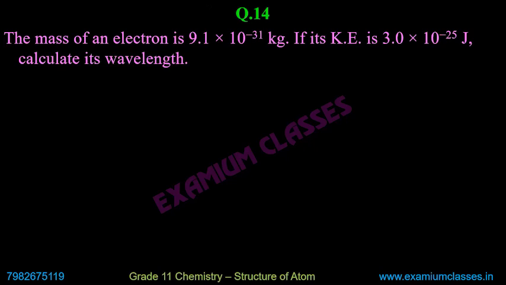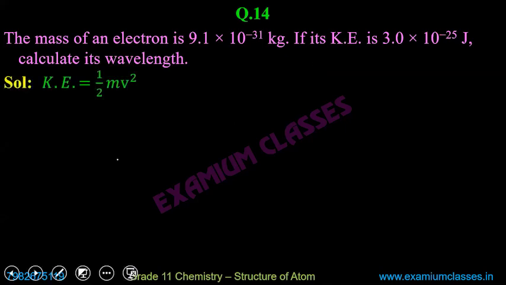Wavelength equals h upon mv. Come again. Sir, am I audible now? Yes, you are audible. I think it was a bit sharp voice. Yes, sir, wavelength equals h upon mv. What is that formula called? This wavelength is called what type of wavelength? Sir, de Broglie's wavelength. Yes, correct. That is called de Broglie's wavelength.